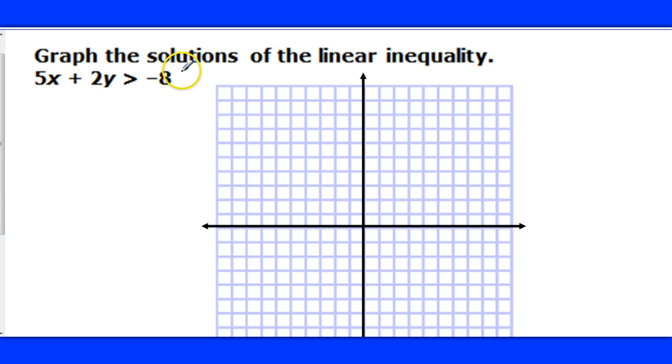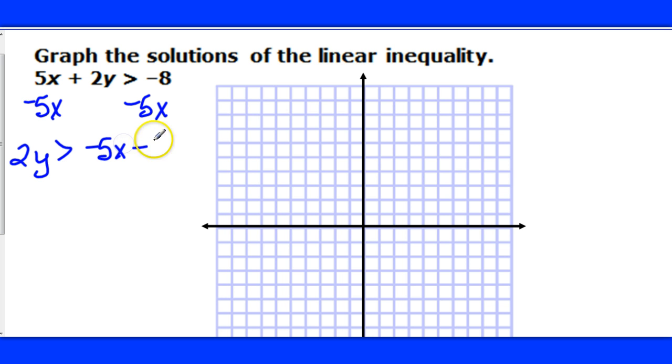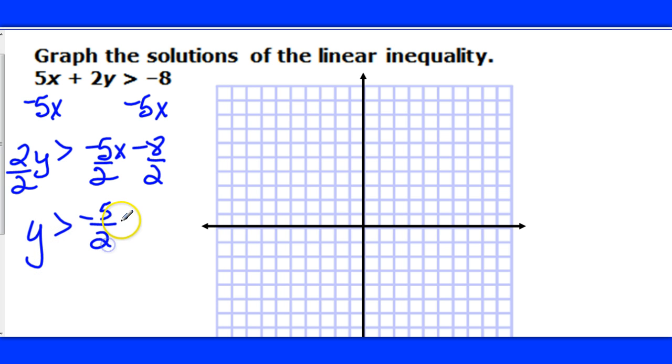The first thing I would do is put this in slope-intercept form. So I would subtract 5x from both sides. That's going to give me 2y is greater than negative 5x minus 8. I'm going to divide everything by 2, and that's going to give me y is greater than negative 5 halves x minus 4. So we're going to begin our graph at negative 4 on the y-axis.